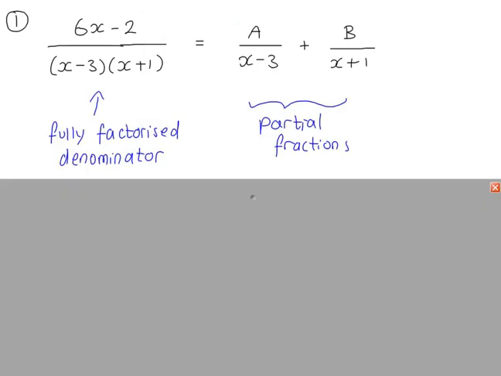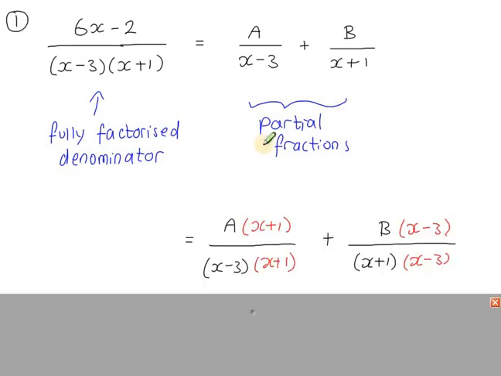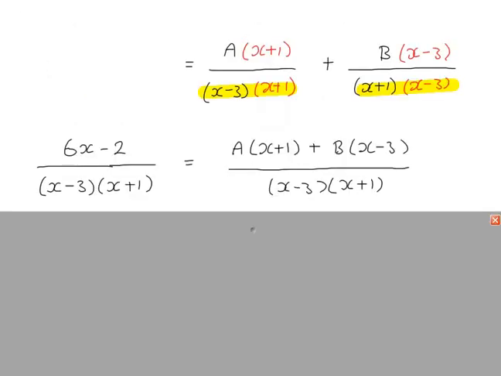Example 1. We have a single fraction with a fully factorized denominator. Using these factors, x minus 3 and x plus 1, we create these two partial fractions. To add these fractions together, we need common denominators. So I've multiplied this fraction with x plus 1 over x plus 1 here, and I've multiplied this fraction with x minus 3 over x minus 3 here. And now you can see we have the same common denominator. So we can simplify.